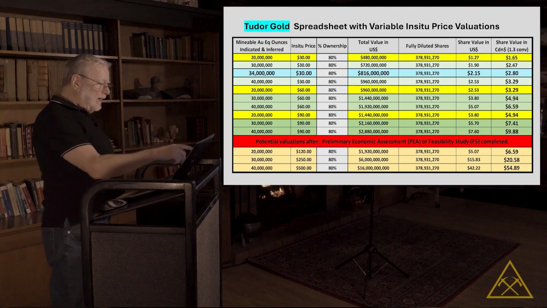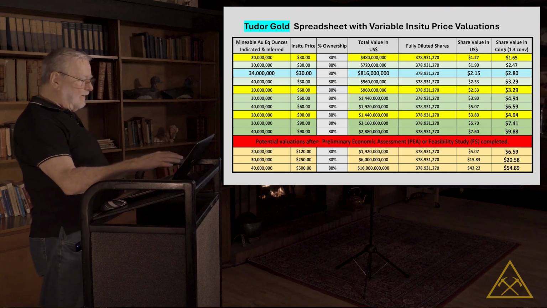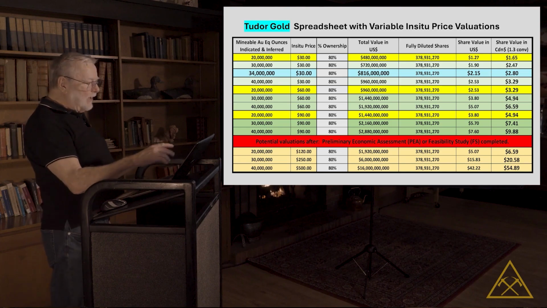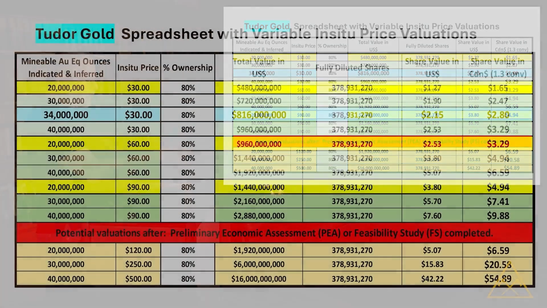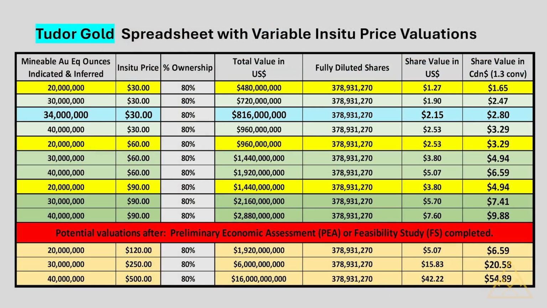Now, for the longest time, the amount of ounces that we're looking at on the resource estimate of indicated and inferred totaled out at just around 34 million ounces. So in that blue highlighted column, third one down, using 34 million ounces at $30 in situ in the ground, would have given you a US share price of $2.15 and Canadian $2.80. Then we go up again to $60 in situ price at 20, 30, 40 million ounces. Scroll across, look at the shares.